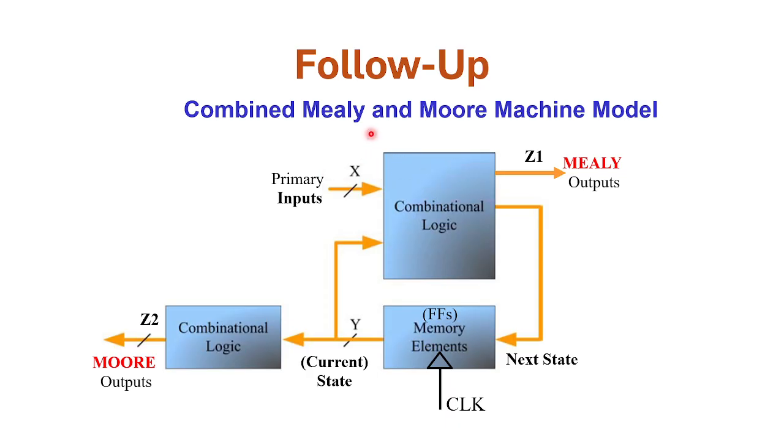Obviously, in a case like this, the best way to describe this in VHDL, to be on the safe side, would be to use a three-process coding style: one for the memory elements, one for this combinational logic, and another one for the combinational logic that generates the Moore outputs.